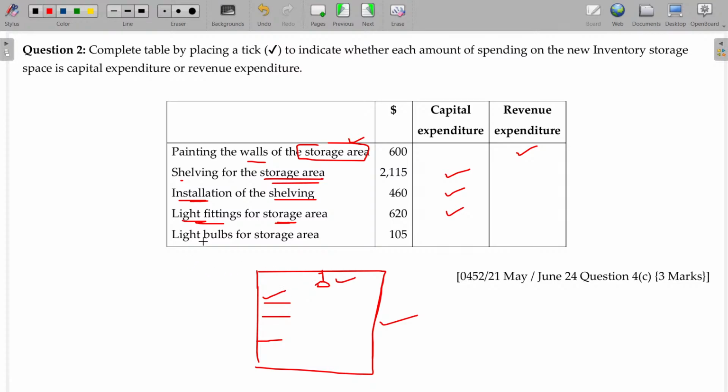And what about the light bulbs for storage area? Very first time means it's a capital expenditure. But if you are replacing an existing fused bulb, then it will be revenue expenditure. There will be a choice on that. If it is the first time and costly, but if it is insignificant, of course you can consider this as revenue expenditure based on the materiality concept. Okay, hope you'll be able to understand this one.